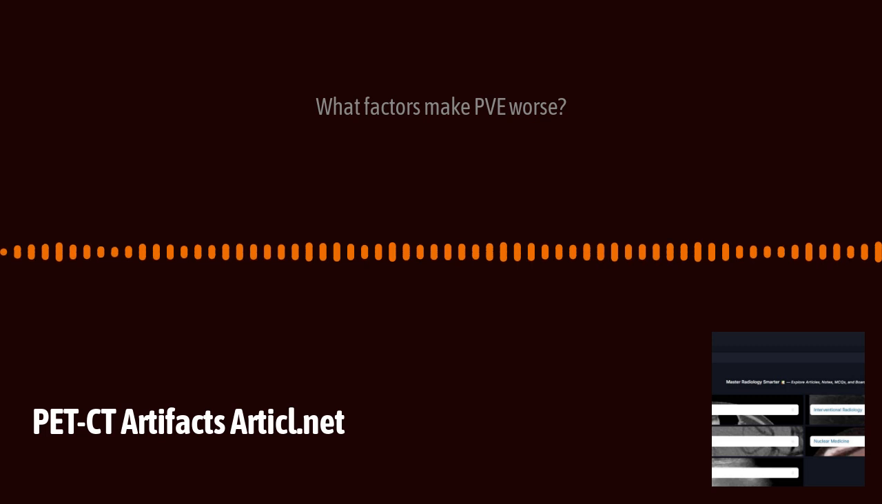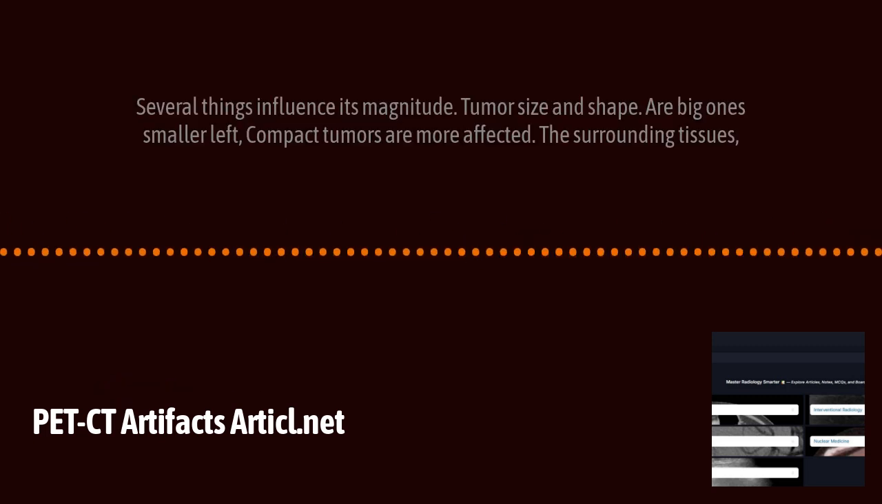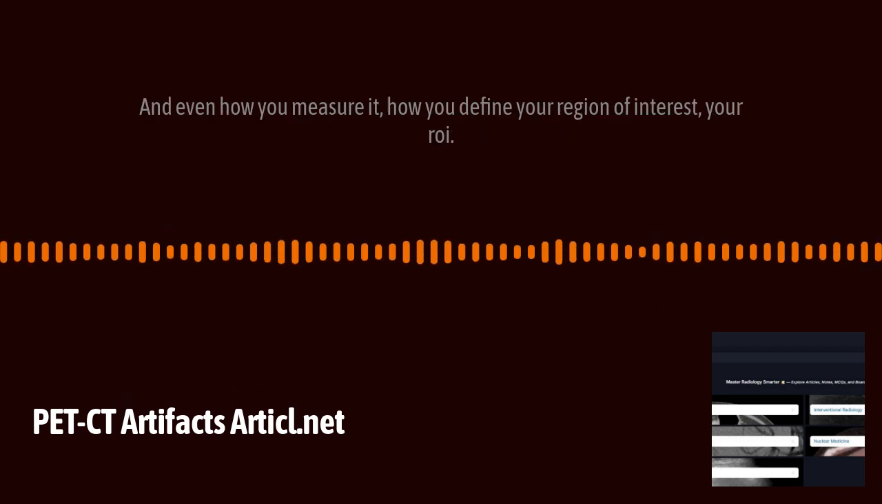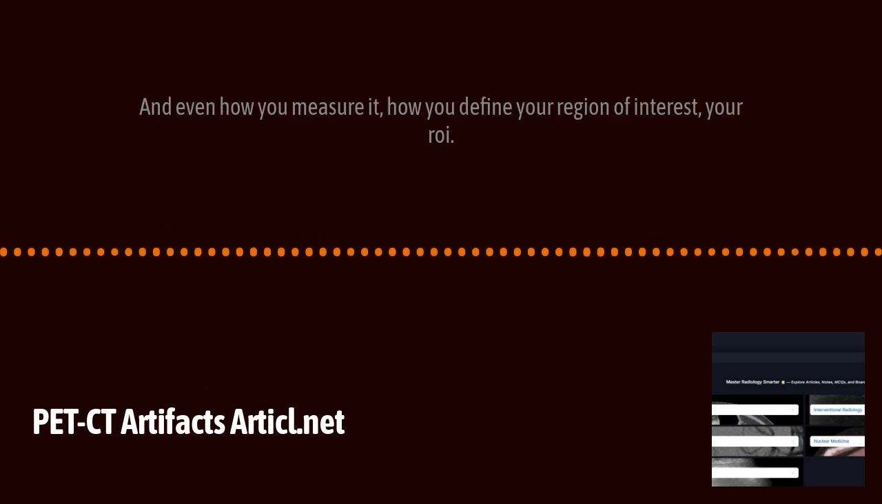What factors make PVE worse? Several things influence its magnitude. Tumor size and shape are big ones: smaller, less compact tumors are more affected. The surrounding tissues matter: background activity, necrosis, and the scanner's spatial resolution, obviously. Image sampling, larger pixels or thicker slices, makes it worse. And even how you measure it, how you define your region of interest, your ROI.